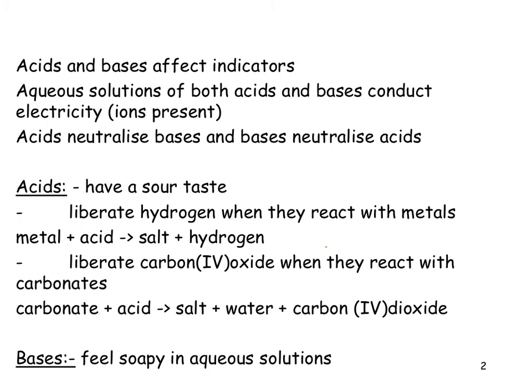We've looked at acids and bases before. We looked at them in grade 8, grade 9, and grade 10. So let's just remind ourselves of what we already know, that acids and bases affect indicators. If you've got bromothymol blue, it will go blue in a basic environment and yellow in an acidic environment. If you've got universal indicator, it's going to go red if you're acidic, and it's going to go blue or purple if you are basic.